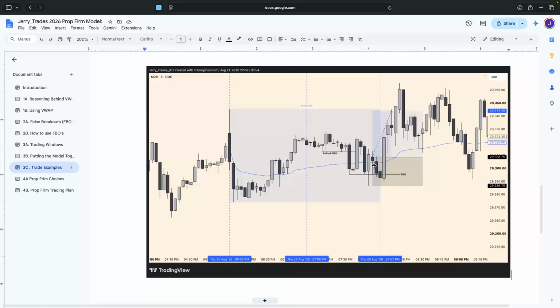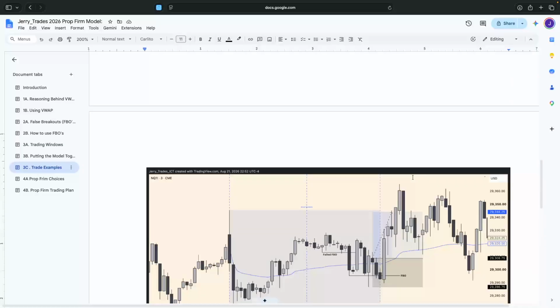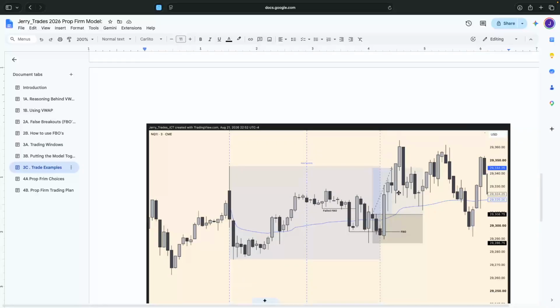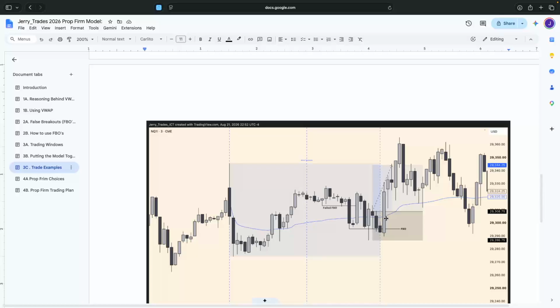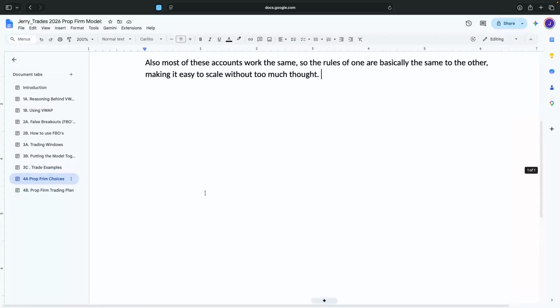So as you can see here, this is actually an invalid FBO. So I think I put this in here to be an invalid, I believe, because this closes back above VWAP, right? But you can be a little discretionary with the rules. However, for me, I did not see this as a valid entry. So I think I put this in here as a false rule break, right? Even though the setup looks clean and it hits, right? So that's overall the trade examples.